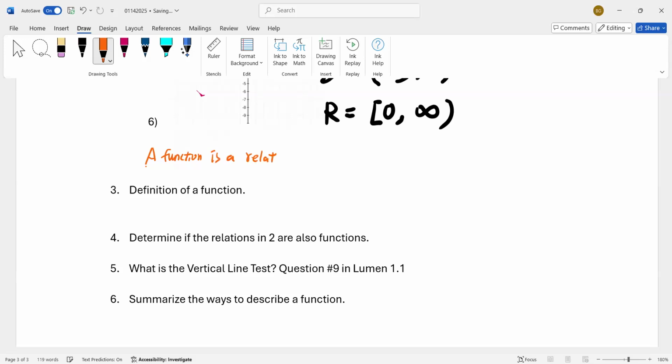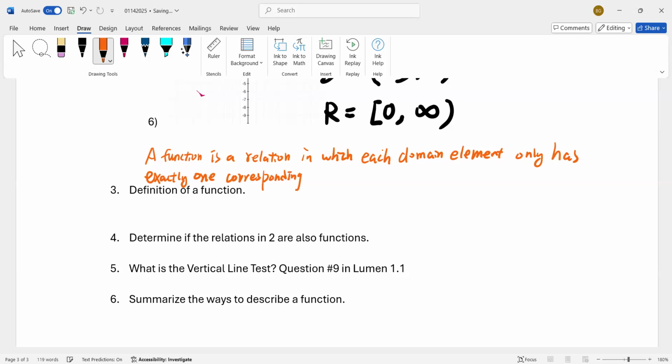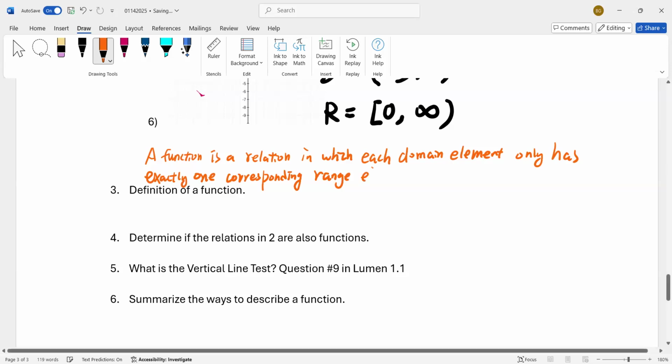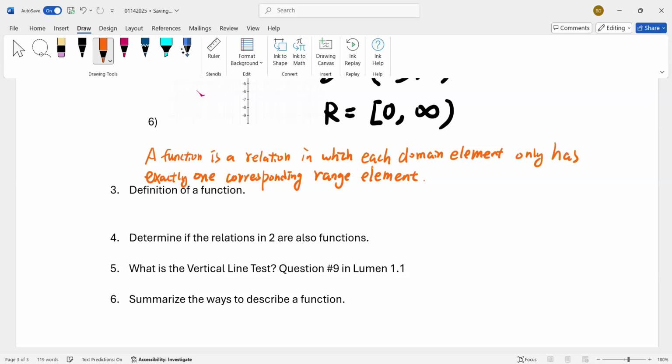A function is a relation in which each x value, every single domain element, only has exactly one corresponding range element. Okay, so that's the definition for a function.